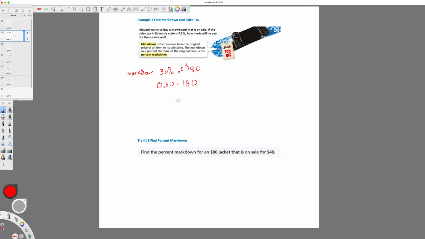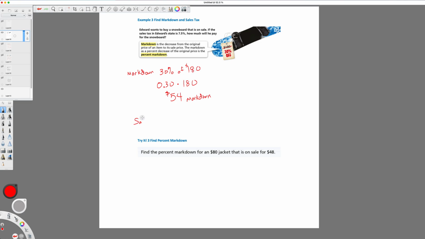0.30 times 180. And I get 54. And labeling is important. We need to understand what this 54 is. It's dollars, but it's not the sale price. It is the markdown. It's how much the store is going to lower the price. So I'm going to label that markdown, and then I'm going to do what the store would do. I am going to take away $54 from the $180 regular price.